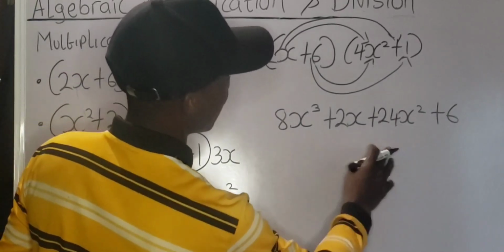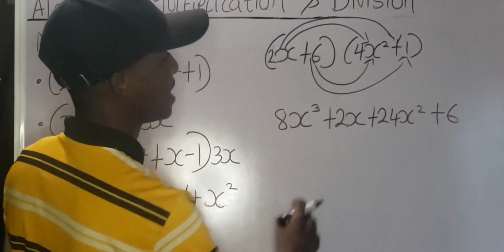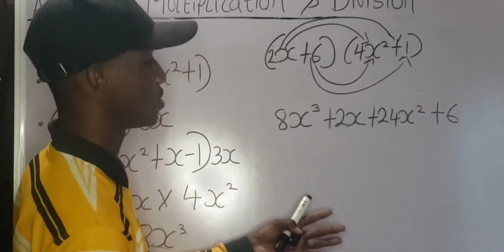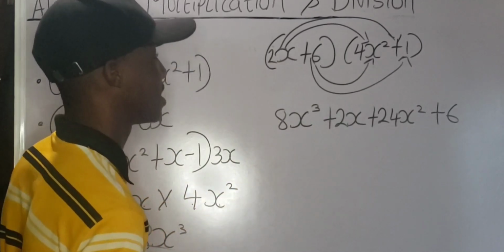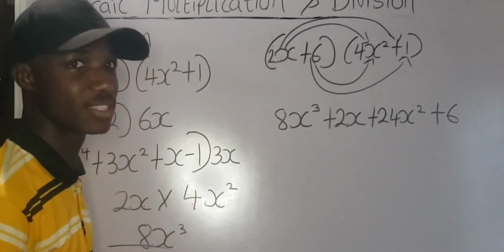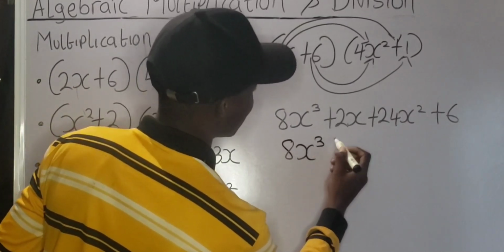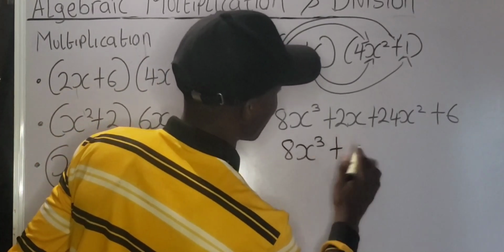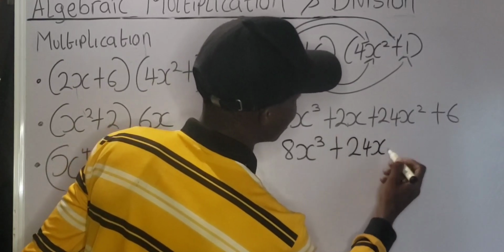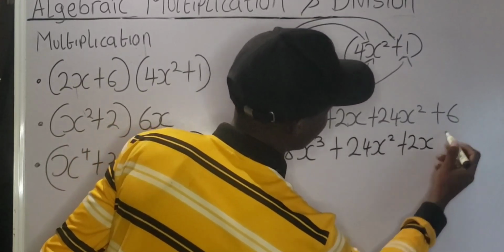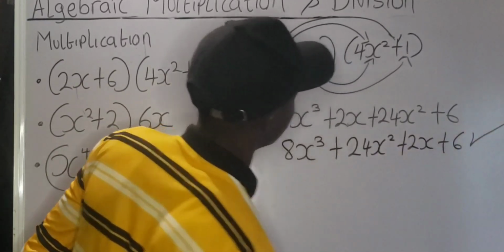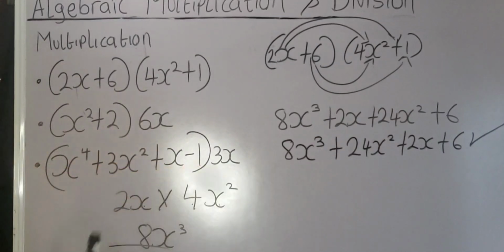Is there any like term? There is none. So I'm going to rearrange the equation according to the power of x. You understand? So I'm going to have 8x raised to the power of 3 plus 24x squared plus 2x plus 6. You understand? So this is the final answer. If you got this right, clap for yourself.